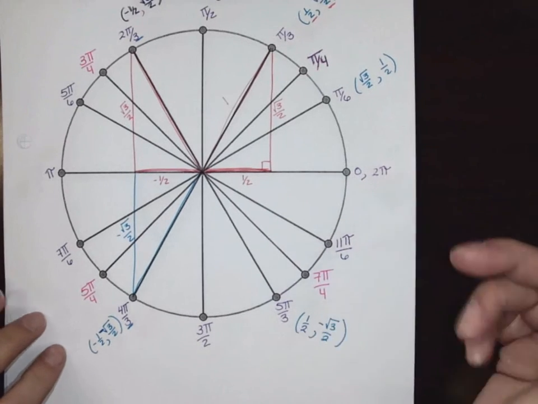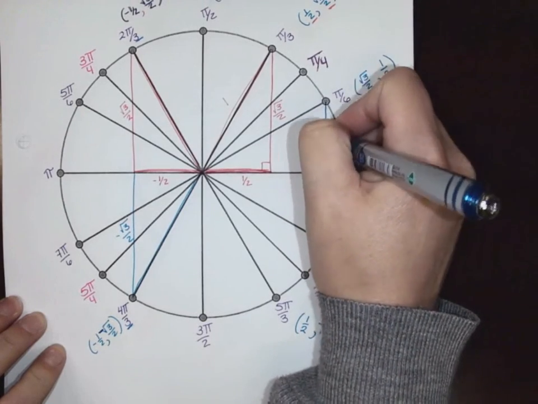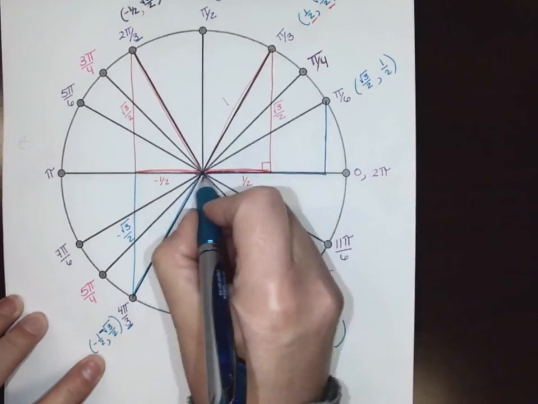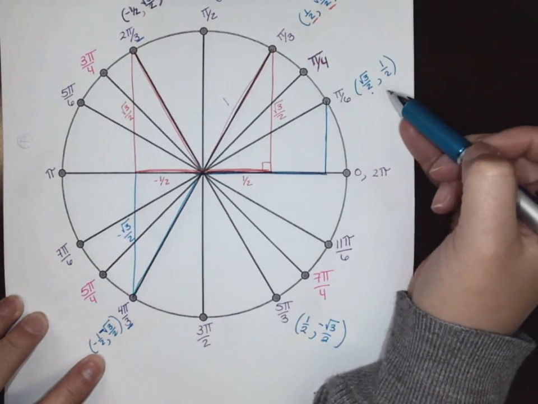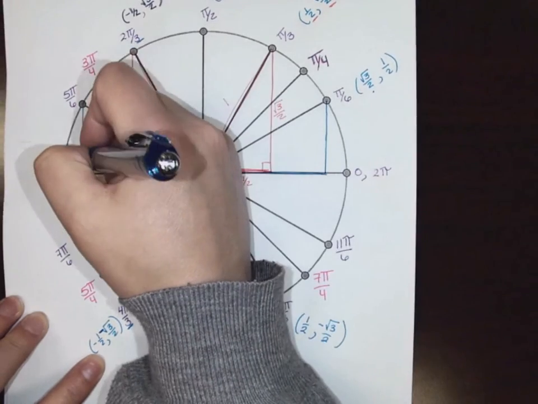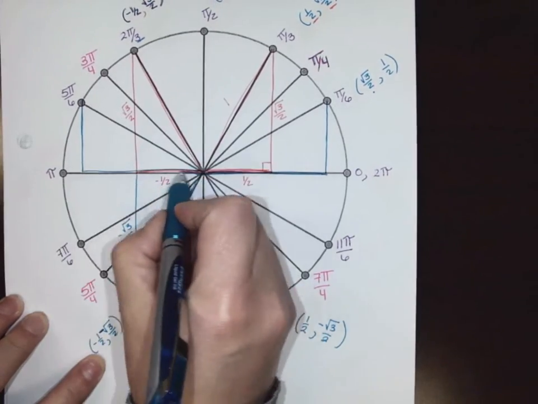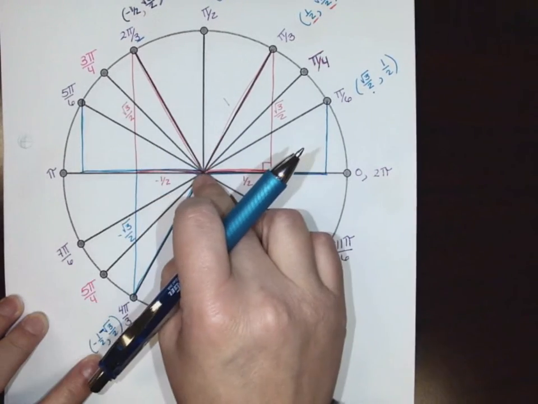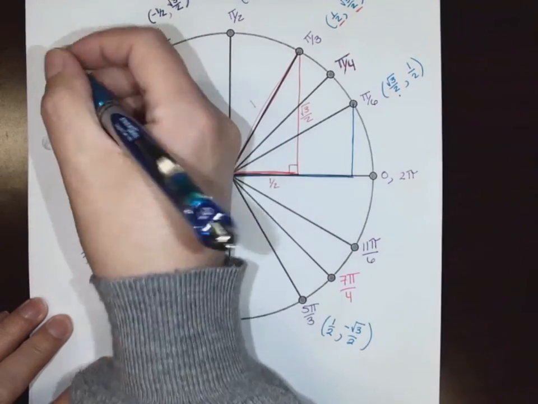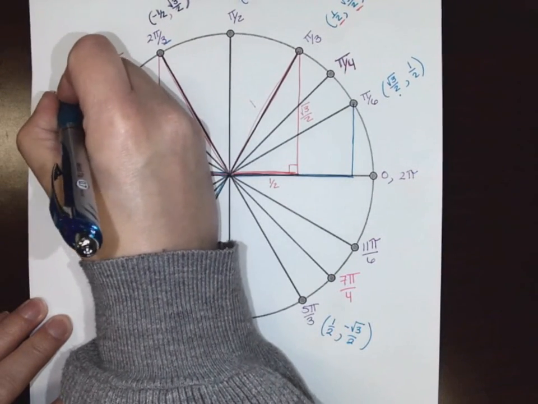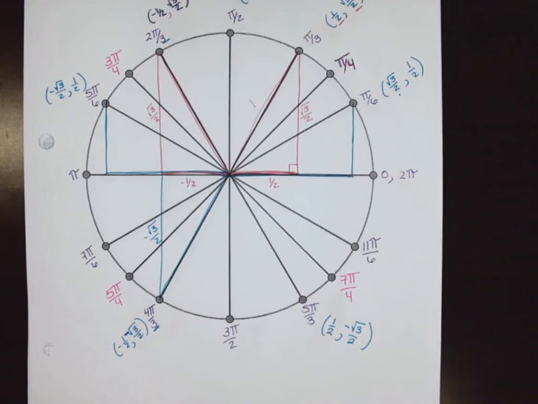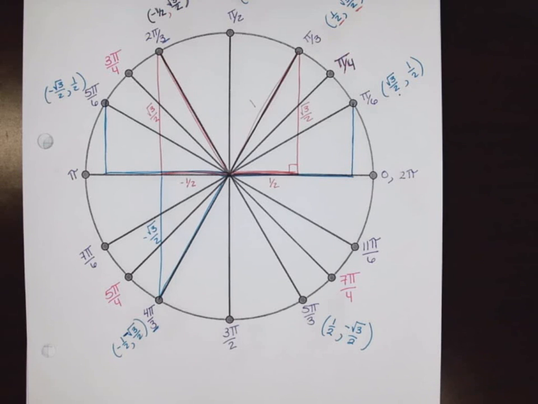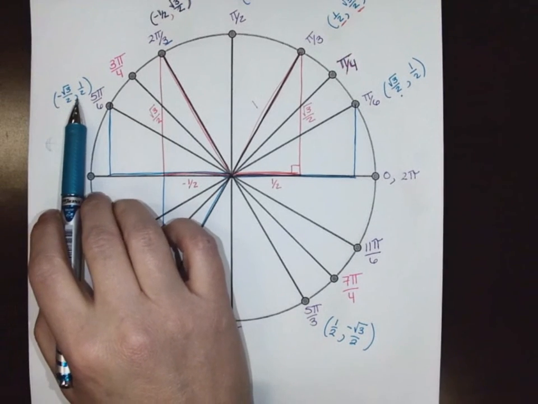Denominators of 6's. So if I look at this one, it's going to be a short y this time, but a long x. So root 3 over 2, 1/2. If I do that same thing over here, if I draw in that triangle, I get that short y and that long x. But now my x's are negative. So negative root 3 over 2, positive 1/2. Okay, quickly fill in your denominators of 6's. Yes, you can. It's the exact same coordinate pair, but the signs will change.